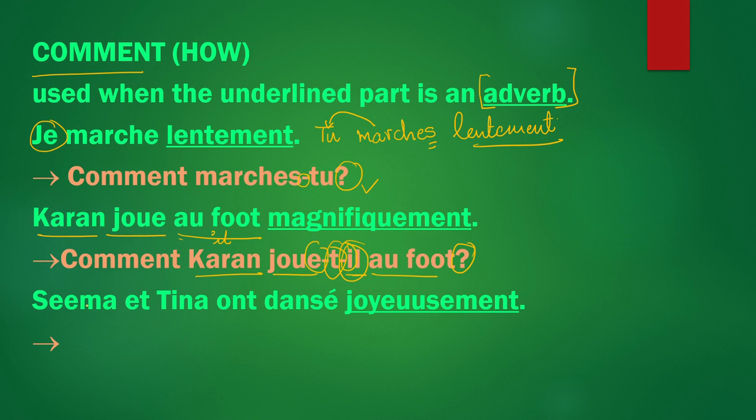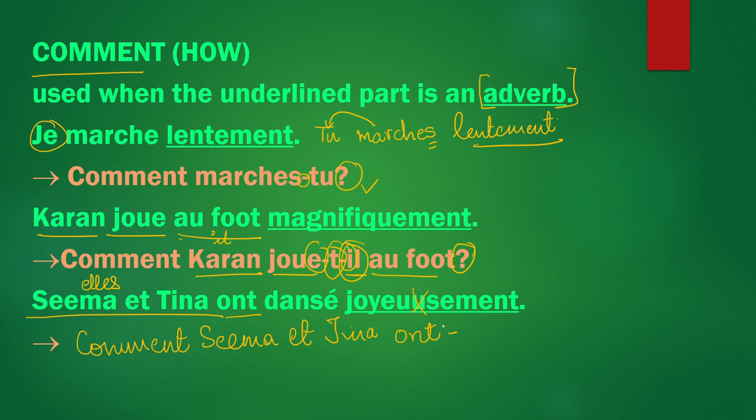Okay. Then Seema et Tina ont dansé joyeusement. Excuse me, small spelling mistake here. Seema et Tina ont dansé joyeusement. Joyeusement is joyfully, which is again an adverb. So you will start your question with comment. Okay, now Seema et Tina they are two girls, so you cannot invert person's names. So you will keep that where it is. You will keep the verb where it is. Ont. Now introduce the correct subject. Seema et Tina is two girls, feminine plural will be elles. Okay, is there a clash? No, there is no clash. T and E is fine. Then the rest of the sentence and a question mark.